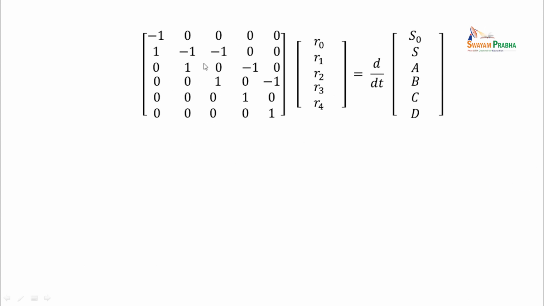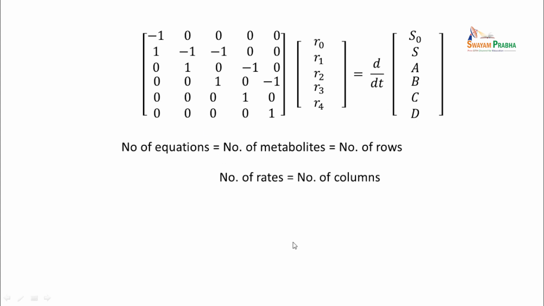Therefore, this matrix represents the set of equations that we got by doing material balances on the various metabolites in the cell, extracellular and intracellular. The number of equations would equal the number of metabolites, as we have seen, and that would equal the number of rows that we have here, right? Here we have 1, 2, 3, 4, 5, 6, and we had 6 metabolites, S0, S, A, B, C, D, so 6, and therefore that equals the number of rows. And the number of rates would equal the number of columns here. There are 5 rates and 5 columns, R0, R1, R2, R3, R4, in this matrix.